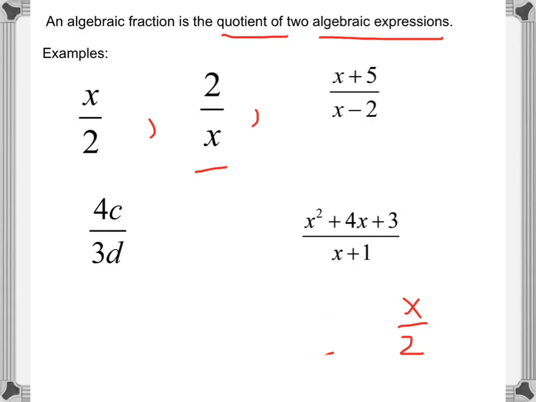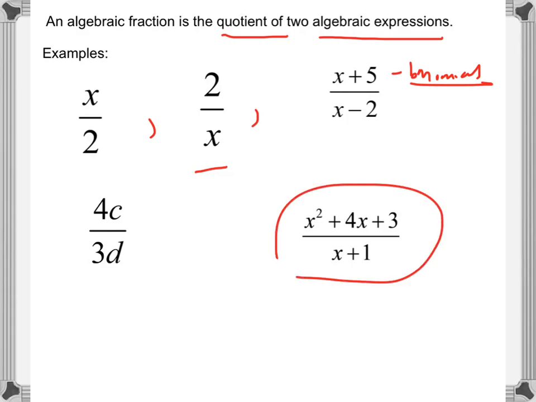In the next one, we have x plus 5 over x minus 2. You have a binomial in the numerator, and you have a binomial in the denominator. In 4c over 3d, we can have variables that are not x's there. And finally, in this last one, x squared plus 4x plus 3 over x plus 1, we have a trinomial on the top and a binomial on the bottom, in the denominator. Okay, so that's the definition of algebraic fractions.